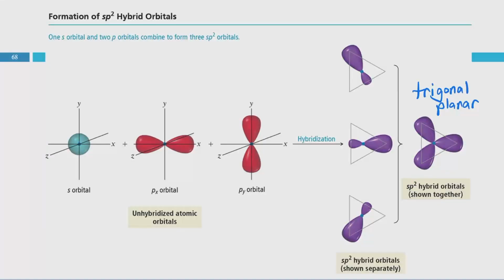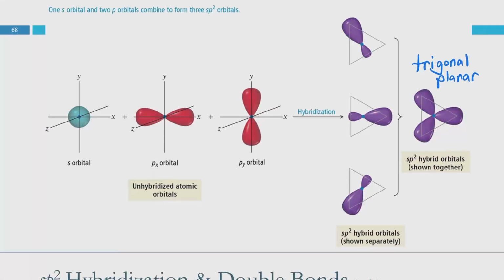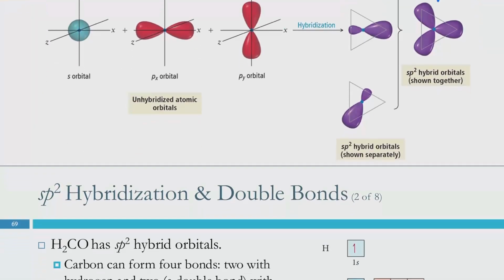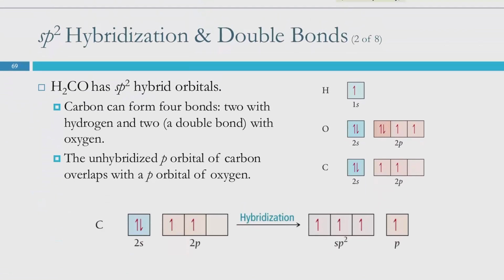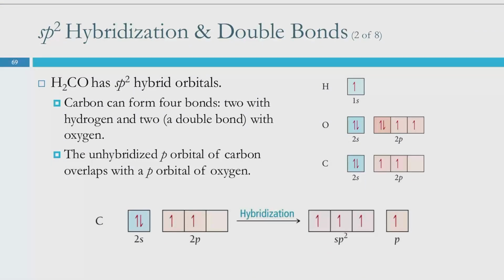So we can bond with each of these hybridized lobes. The reason that we're hybridizing is so that we can bond. So those are each going to form bonds, or they'll be occupied by a lone pair. So H2CO has sp2 hybrid orbitals.